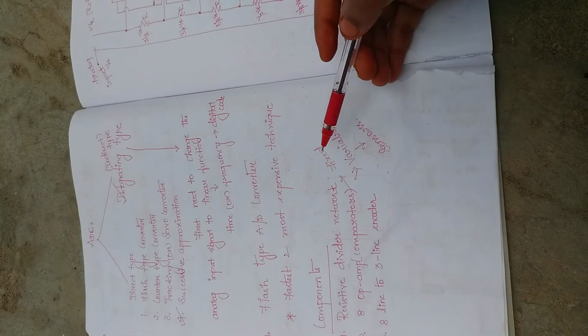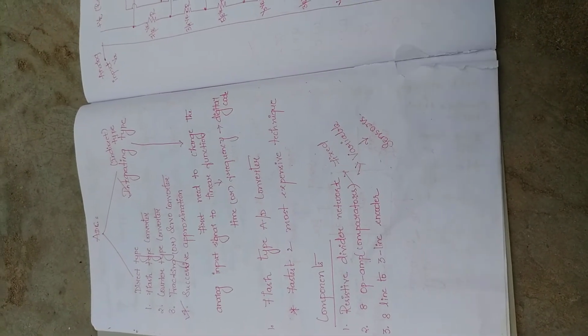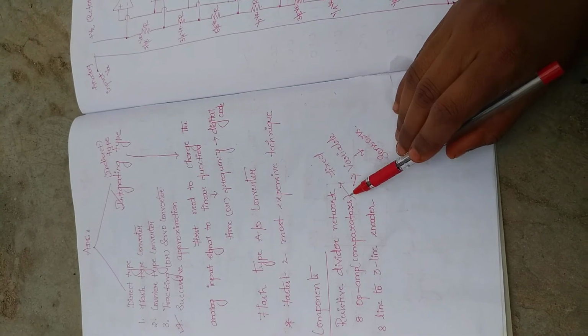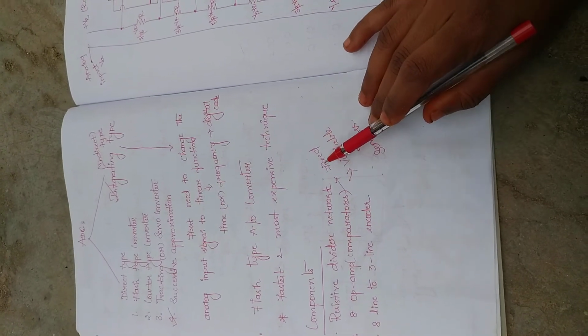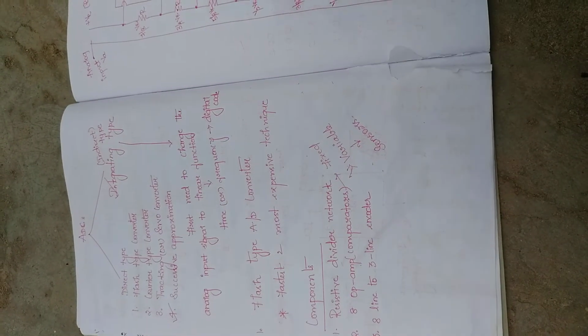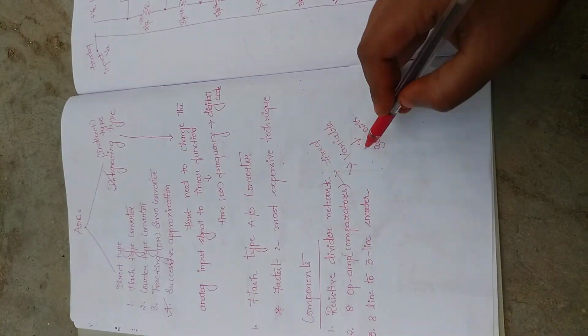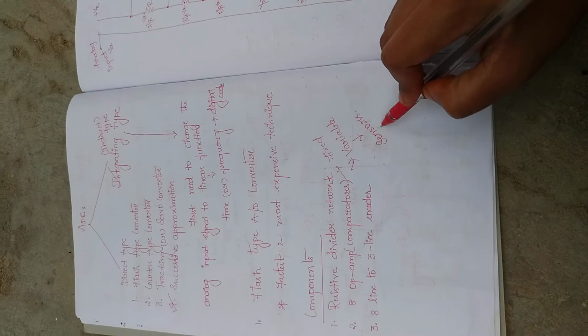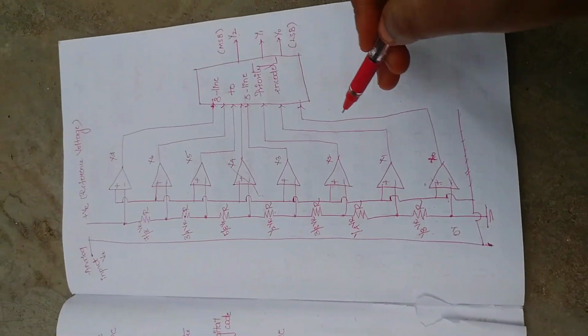So what is a comparator? It will be having 2 inputs and a single output. In the 2 inputs, one will be fixed and another one will be variable. Comparing these, you will be getting the output. The best example of your comparator is your sensor, and this is your block diagram.